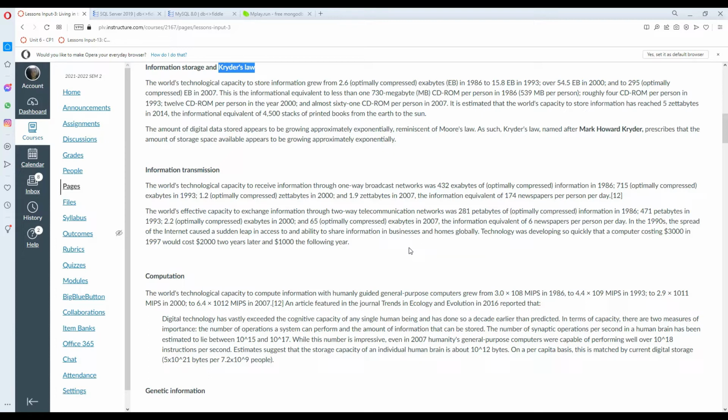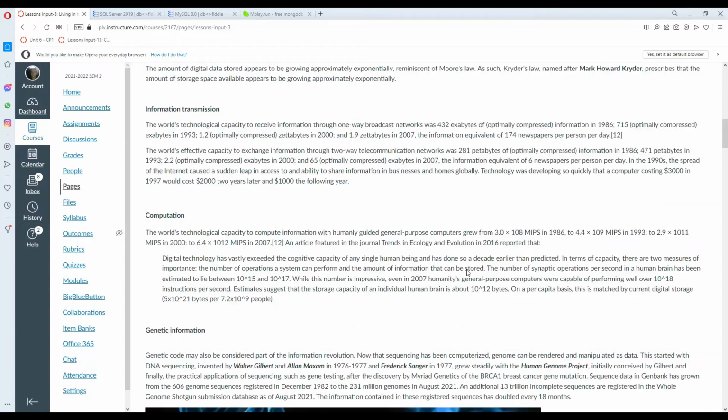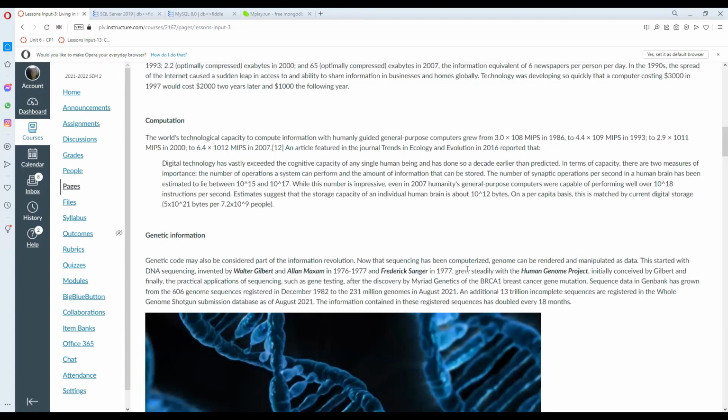In the 1990s, the spread of the internet caused a sudden leap in access to and ability to share information in businesses and homes globally. Technology was developing so quickly that a computer costing $3,000 in 1997 would cost $2,000 2 years later and $1,000 the following year. Computation. The world's technological capacity to compute information with humanly guided general purpose computers grew from 3.0 times 10^8 MIPS in 1986 to 4.4 times 10^9 in 1993 to 2.9 times 10^11 MIPS to 6.4 times 10^12 MIPS in 2007.